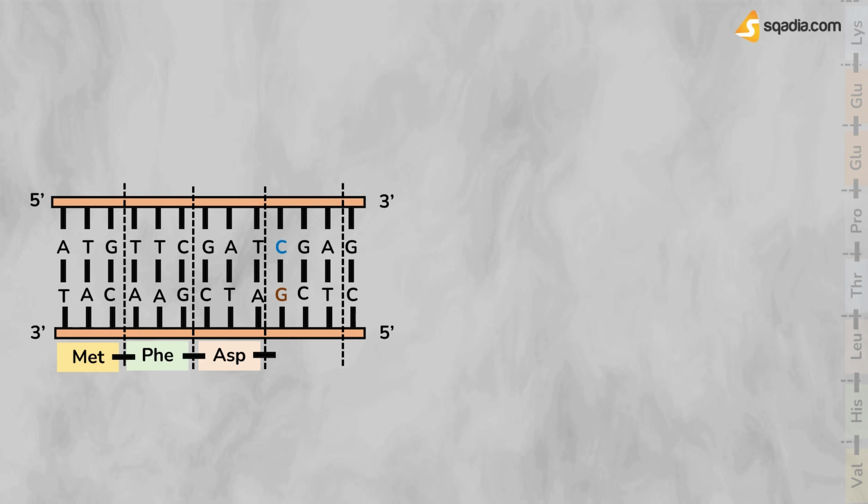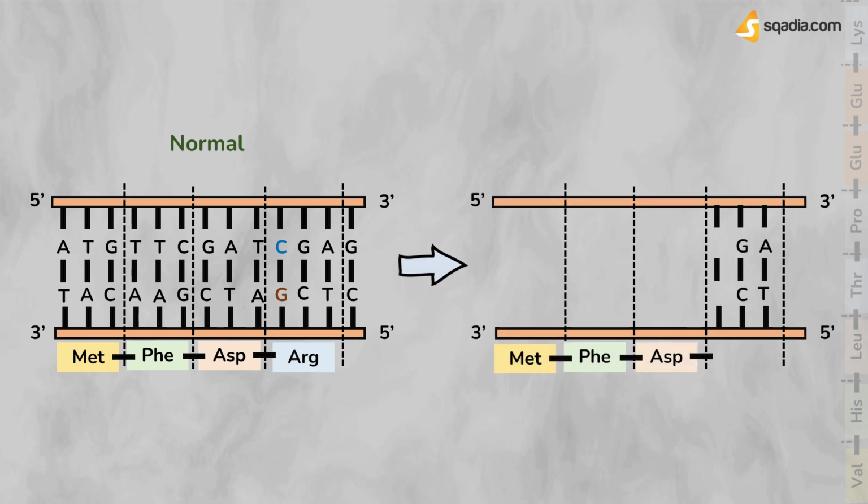This is the normal sequence. Codon at position 4 encodes arginine. But in case of premature termination or nonsense mutation, thymine and adenine are substituted in place of cytosine and guanine. Now it encodes for a stop codon.